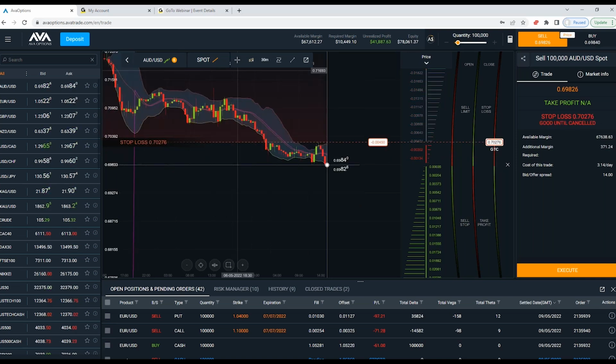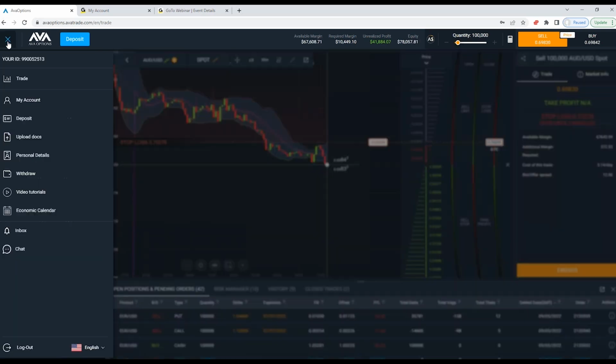You click trade, there it is. It's set up to sell with a stop loss at 0.70276 using the same chart that was identified. That's auto chartist. If I click on the side menus, you can see other tools that you can use.